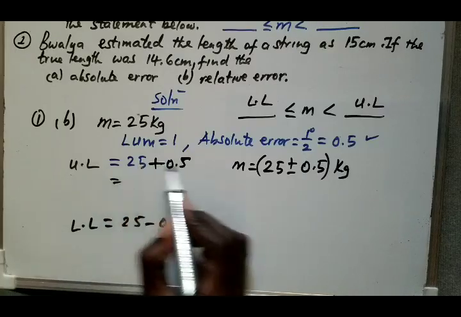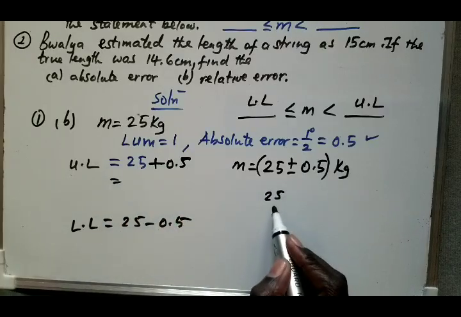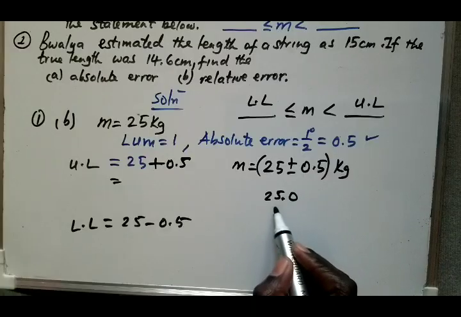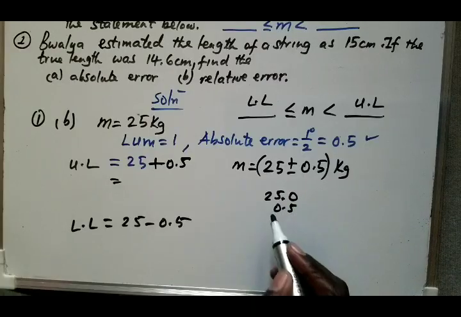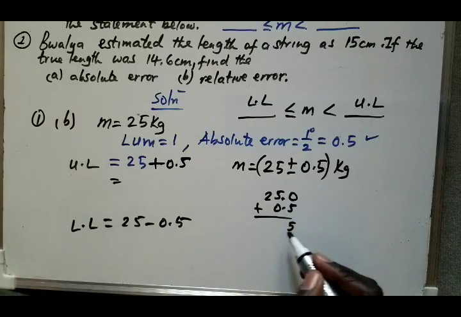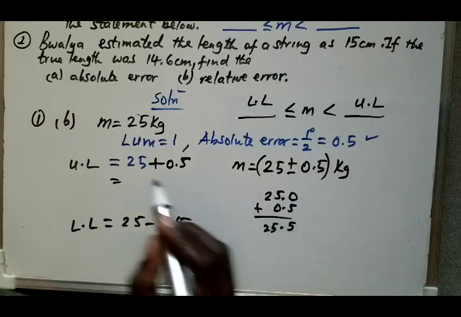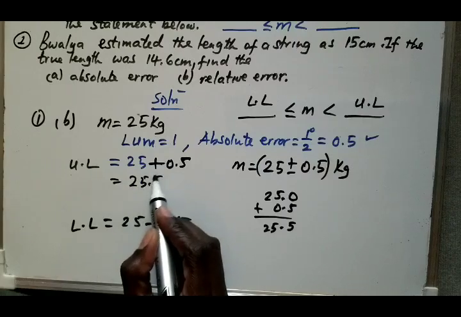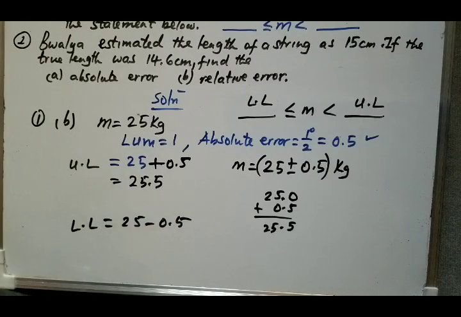So when you add 25 plus 0.5, remember you can say 0.5 then 0.5. I hope you're picking up that. I'm trying to show you this because I've seen a lot of students make mistakes. 0 and 5, that will give you 5. So this will be 25.5. That is going to be your upper limit.